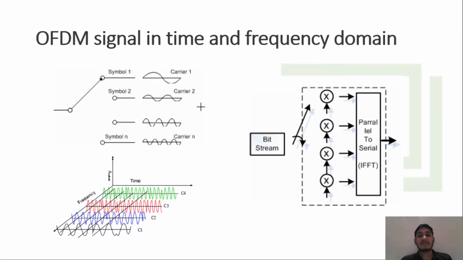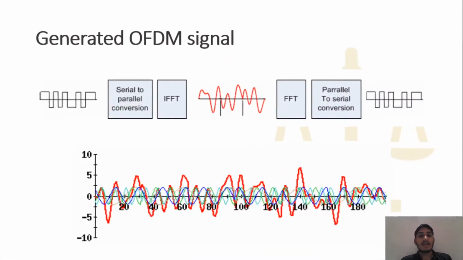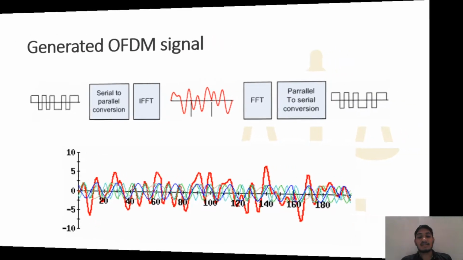OFDM signal in the frequency and time domain. The first and second figures show the OFDM signal in the time and frequency domains, and the third shows parallel to serial conversion, which is also known as the IFFT. Generated OFDM signal: in the input, we give the signal to serial to parallel conversion and then IFFT, and we get an output from the FFT and parallel to serial conversion. The second figure shows the generated OFDM signal.